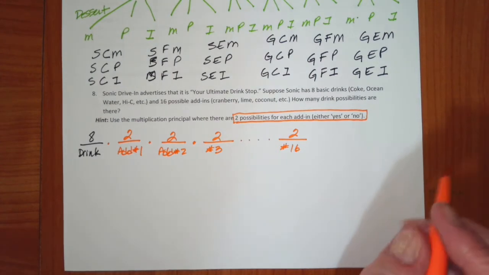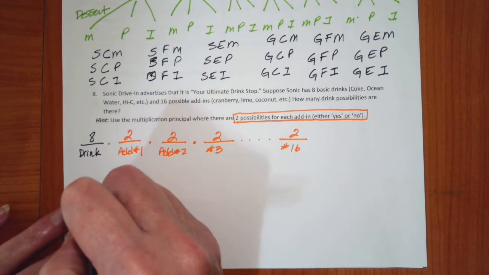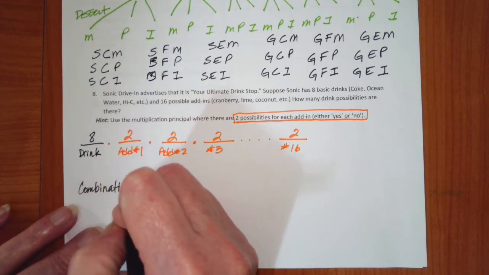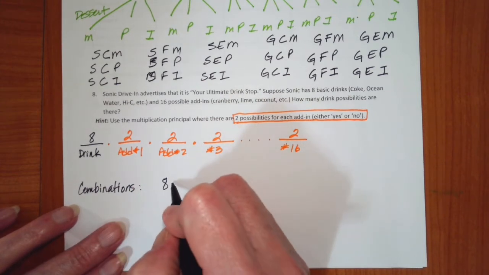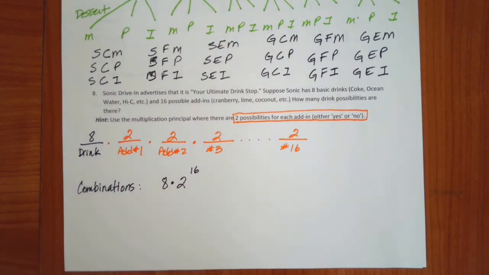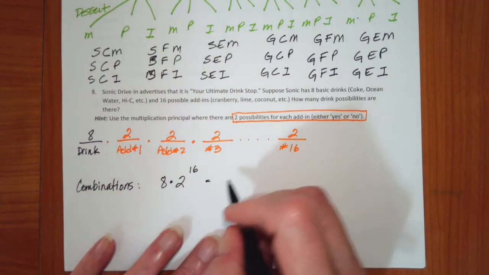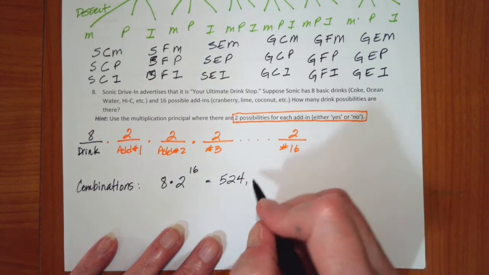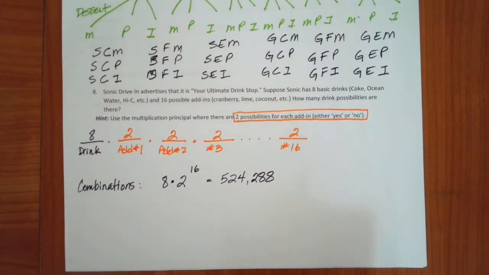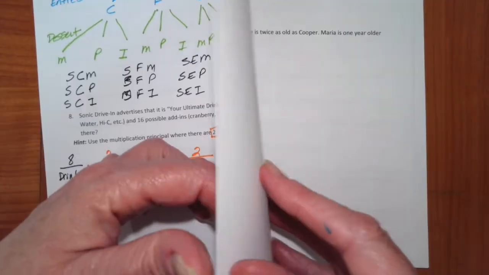Okay. So for the multiplication principle, you would have 8 for the basic drink and 2 for each of the 16 add-ins. So it would be 8 and 2 times 2 times 2, 16 times, and what you end up with is 524,288 different drink combinations. Okay. All right, I just thought that was kind of a fun problem.